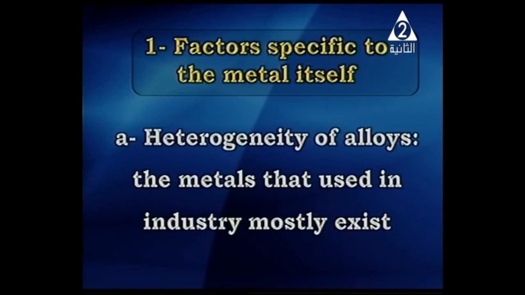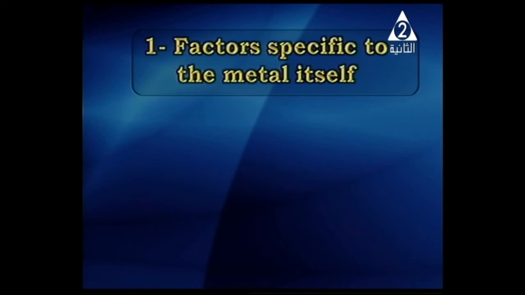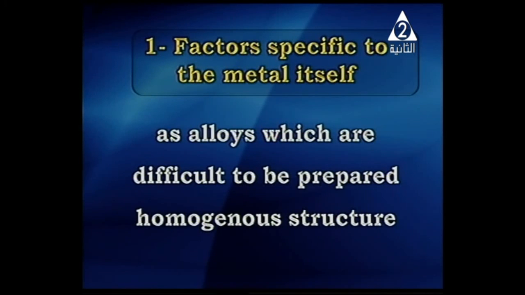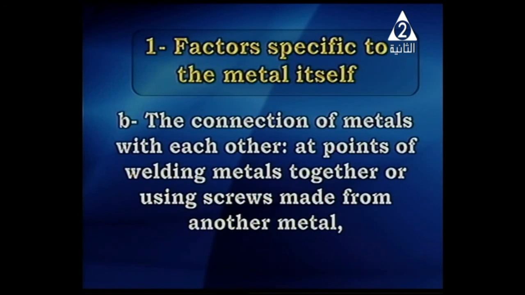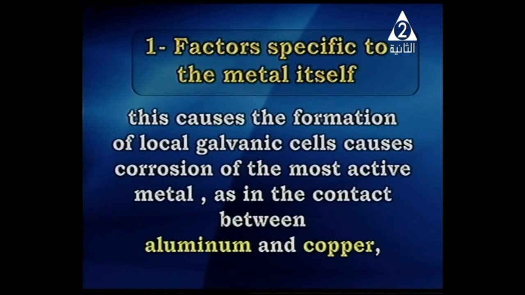What is meant by this? Metals used in industry mostly exist in many forms of alloys, which are difficult to prepare with a homogeneous structure. So a large number of local cells, small cells, form and cause the corrosion of the more active metals. After this, letter B, we have the connection of metals, which are the points of welding metals together or using a screw made from another metal. It causes the formation of galvanic cells, causing the corrosion of the more active metal, as in the contact between aluminum and copper.